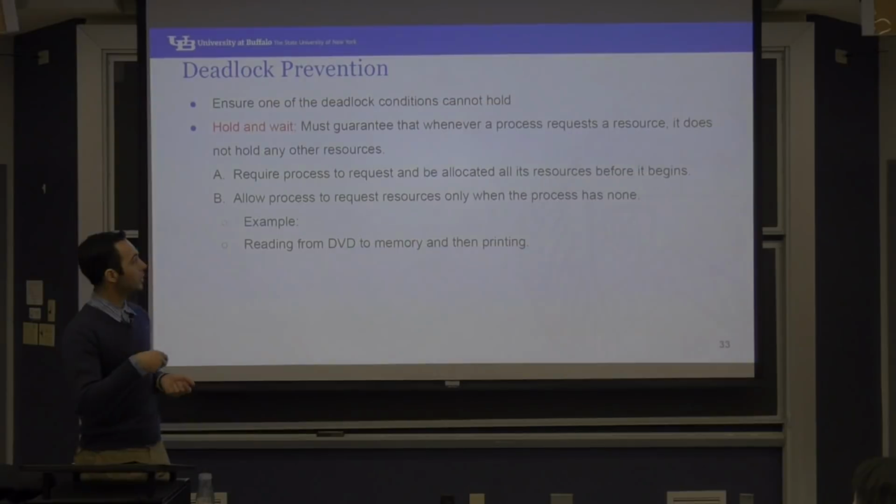So what happens if we want to use method A and then let the process run? Can anyone tell me what it means? Require the process to request and be allocated all its resources before it begins. So for this case, what does it mean?